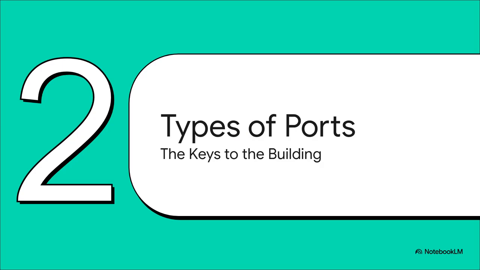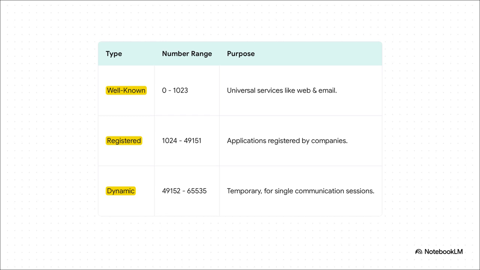But, not all of these digital doors are the same. Just like a real apartment building has public areas like the lobby, private offices, and maybe some temporary guest rooms, the digital world has different kinds of ports for different jobs. They basically fall into three main categories.